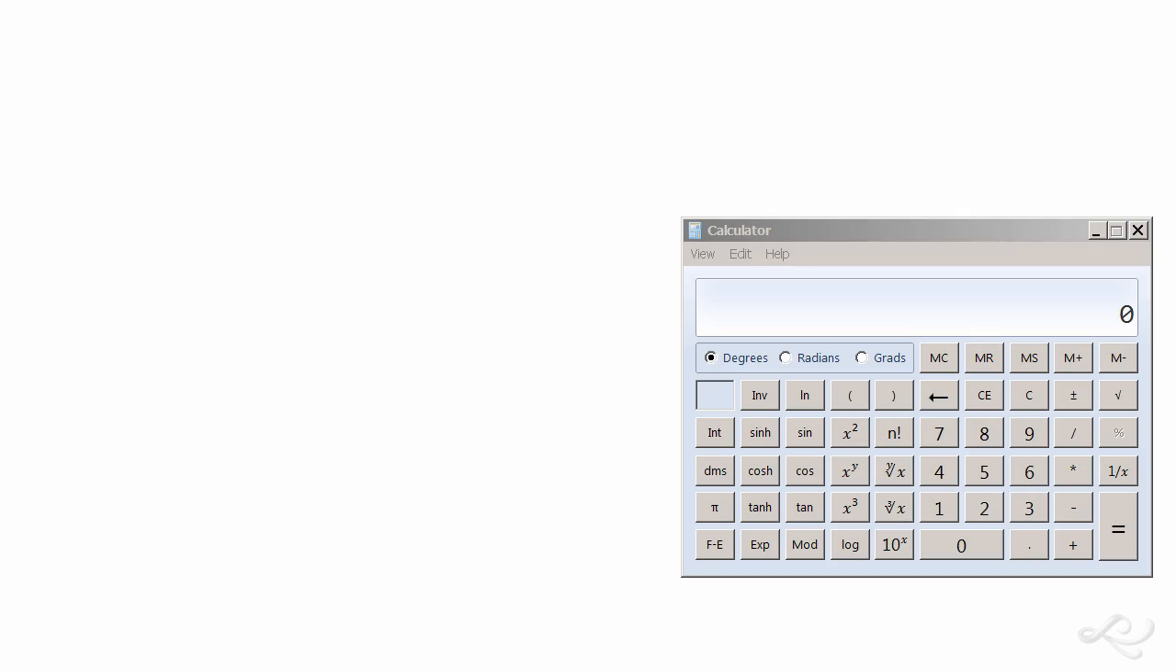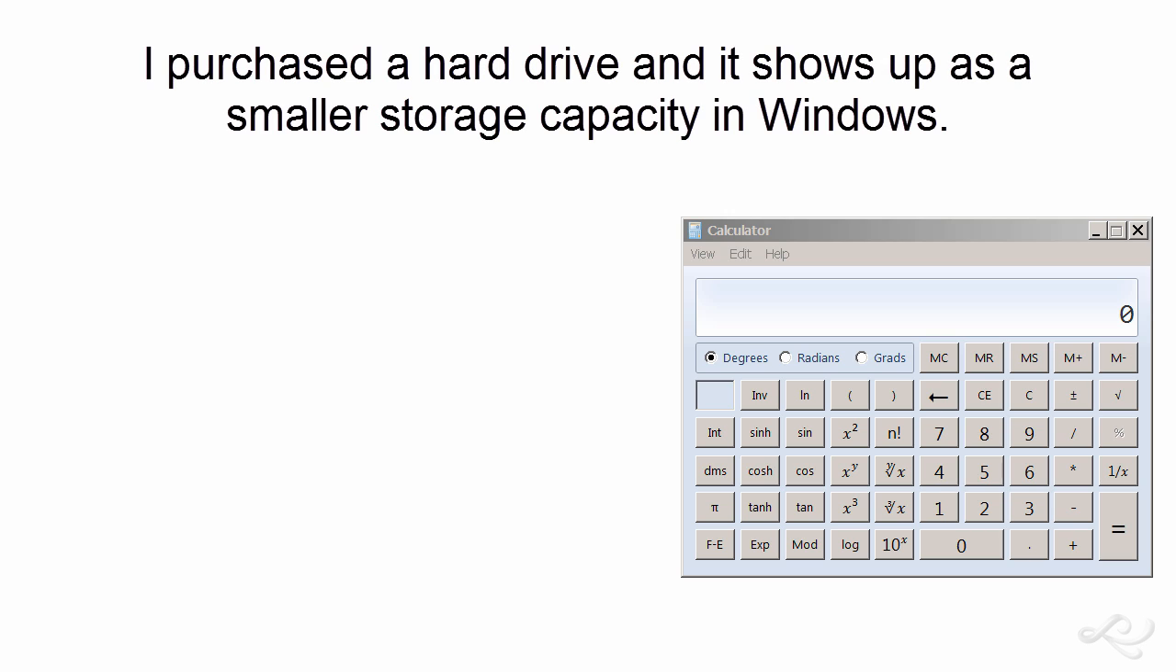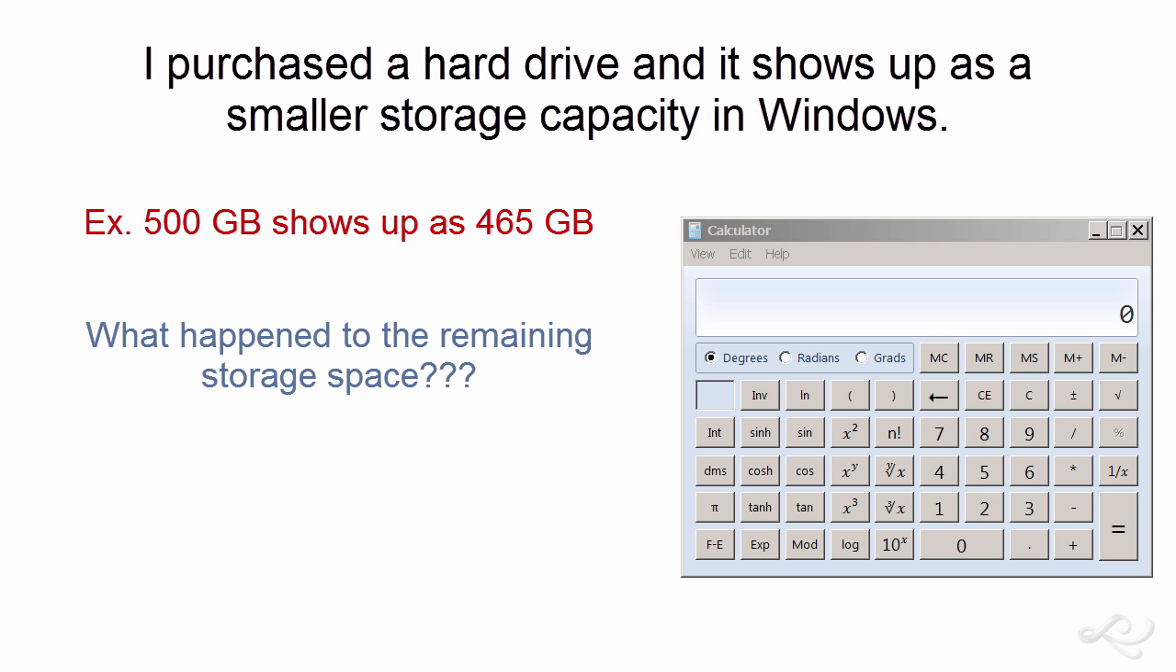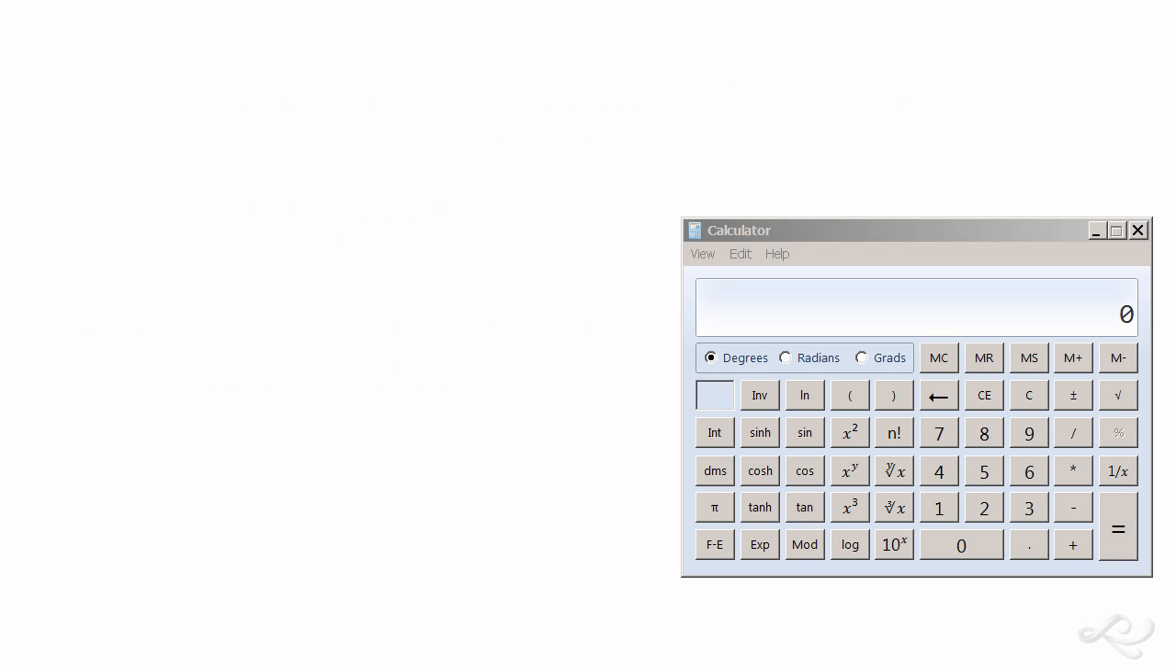Here's a question I get fairly often. I purchased a hard drive and it shows up as a smaller storage capacity in Windows. For example, I purchased a 500 gigabyte hard drive and in Windows it shows up as 465 gigabyte. What happened to the remaining storage space? Well, the first answer is you didn't lose any storage space. This is normal and it's due to a difference in numbering systems.